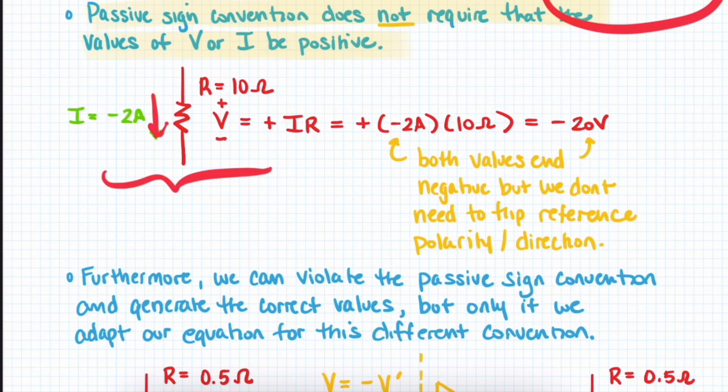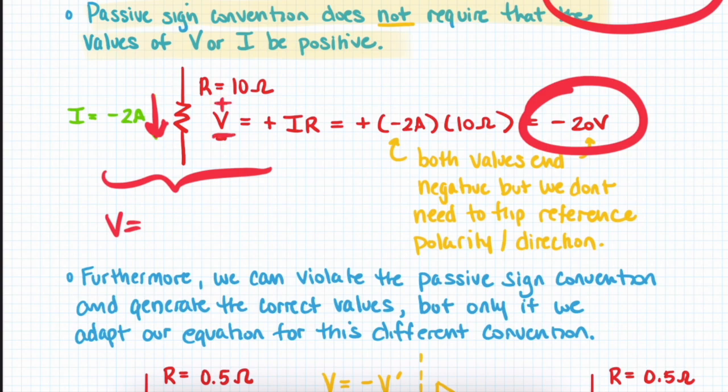However, the current is negative 2 amps, and so the voltage across it is negative 20 volts. Both the current and the voltage end up being negative, and there's nothing wrong with that. That's a perfectly fine way of using the passive sign convention. Both values end up negative, but we don't need to change our reference polarity or direction. So if we thought about this physically, we know that the current is actually flowing in this direction with an intensity or a magnitude of 2 amps.